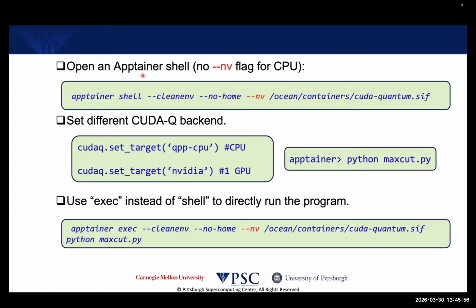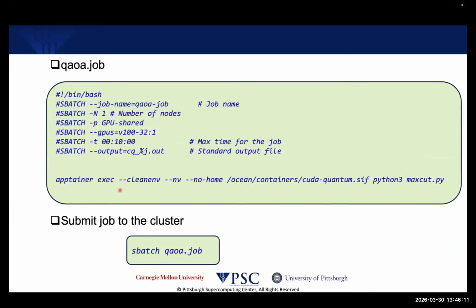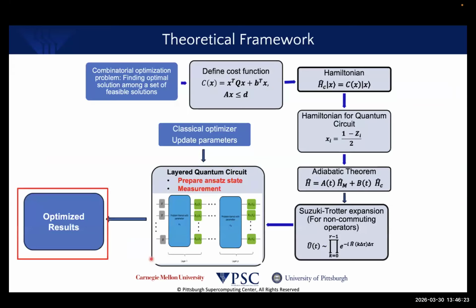If you don't want to open the shell, you can directly execute those commands using the apptainer exec command, giving the path to the container followed by your command to run the maxcode.py script. In a batch submission script, you can put the same command and submit the job to the cluster using the sbatch command. So this is how you can perform these calculations, and I will make sure you get the repo and also the recorded demo so that you can explore on your own time.